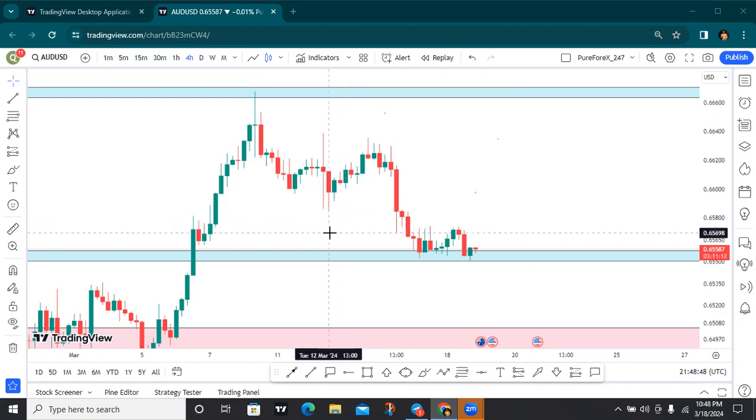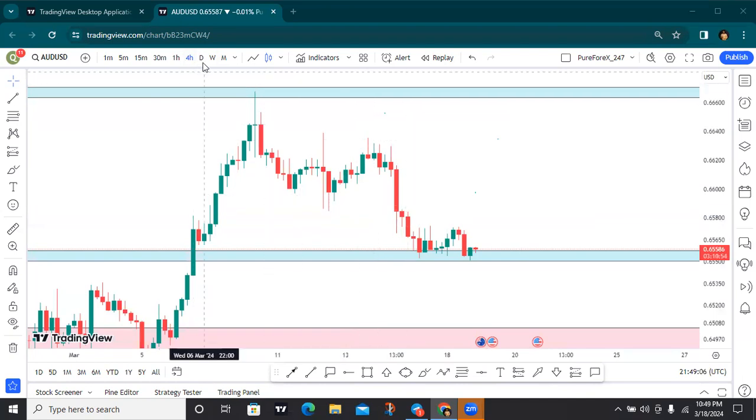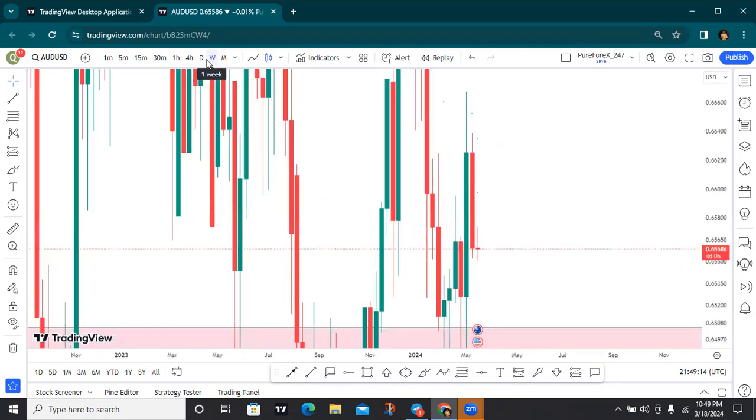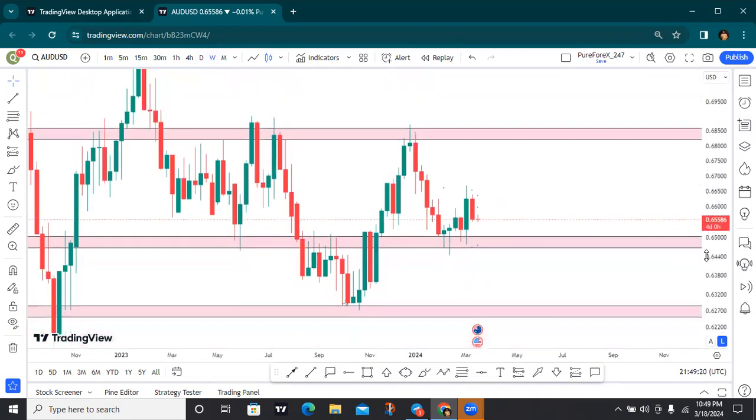So let's quickly analyze AUD/USD for the week and see potential opportunities that we may have. All right. So as always, I'm going to start this analysis on the weekly time frame using zones of sensitivity as direction. So let's go to weekly. So this is the weekly time frame, guys.